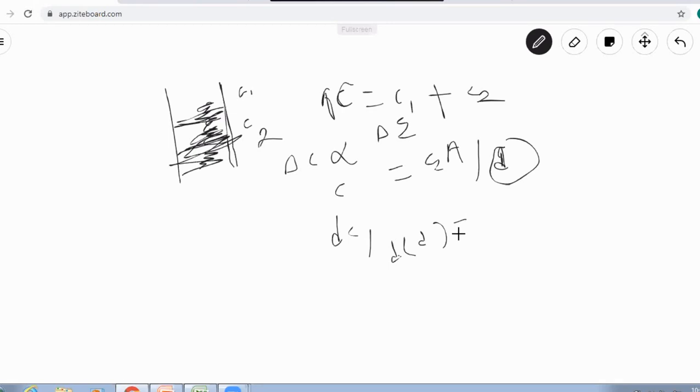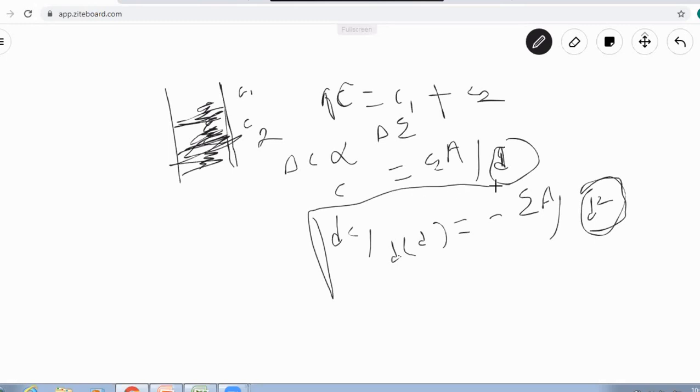So what can we write? dC by dD, if we differentiate, equals minus epsilon A by D square. Here the input quantity is present in terms of D square, minus epsilon A by D square. So obviously from this equation you will be getting a non-linear relationship, which is the second characteristic.